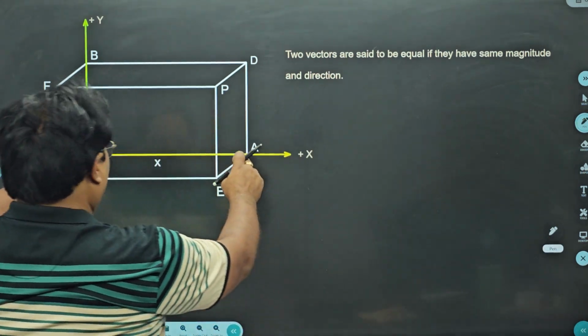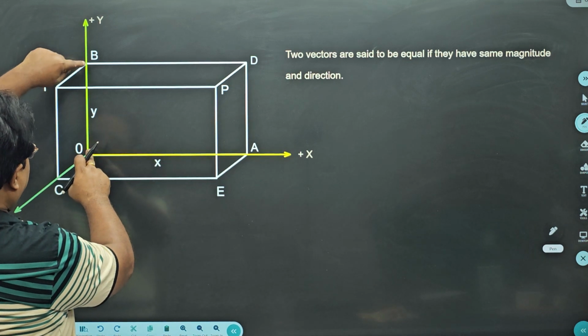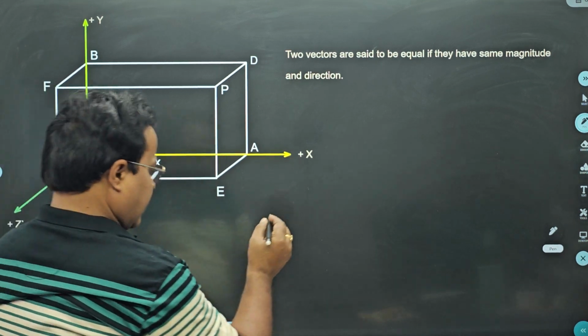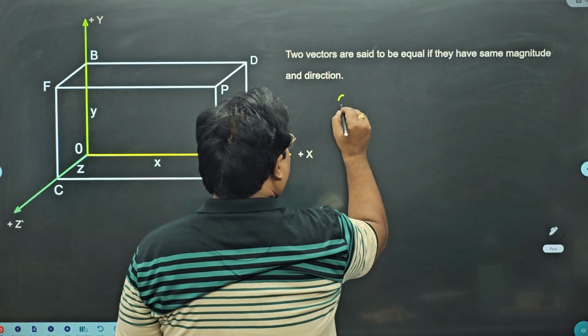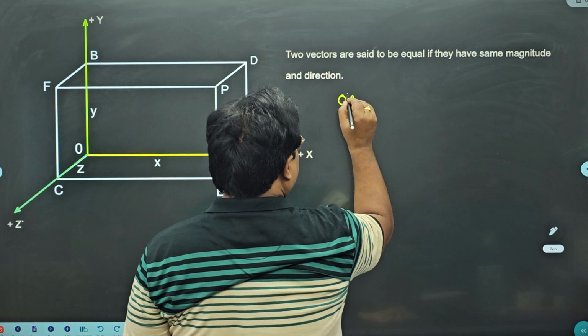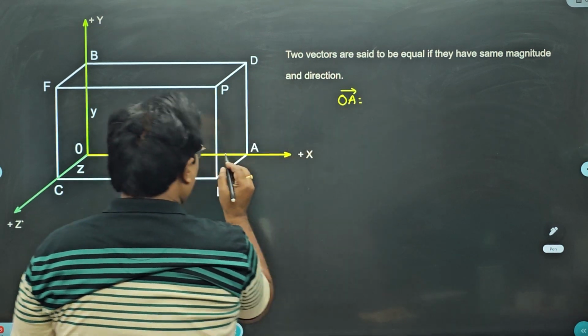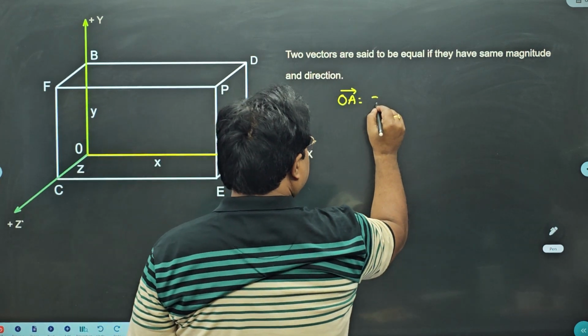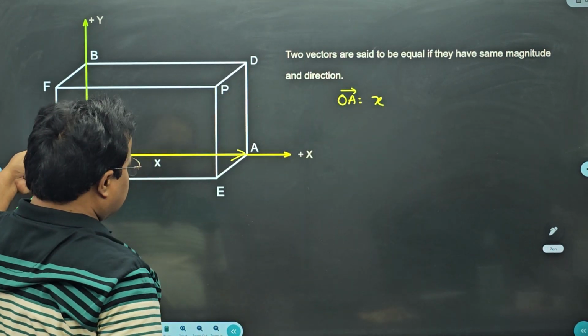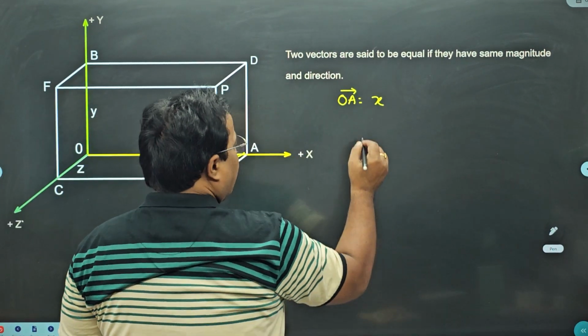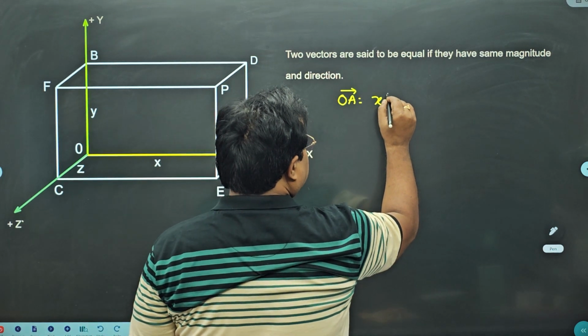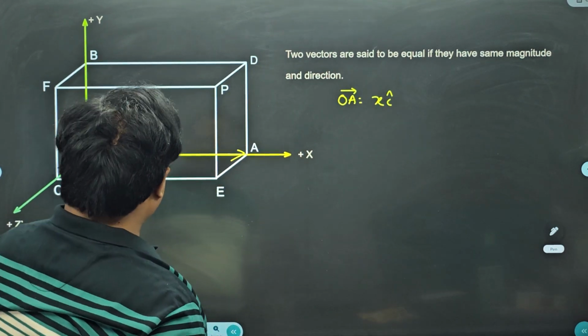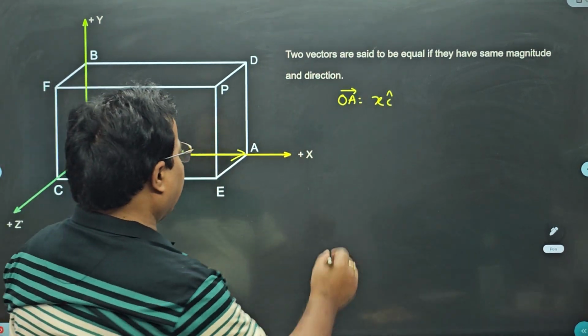Here the magnitude of OA is x, magnitude of OB is y, magnitude of OC is z. What is OA vector, my dear students? A vector has magnitude as well as direction. Here the magnitude is x and the direction is positive direction of x-axis. What is the unit vector along positive direction of x-axis? I cap.